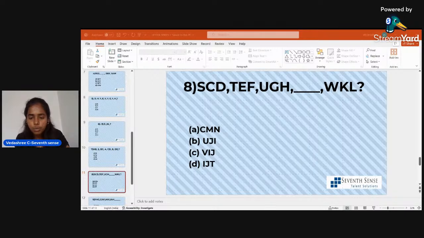Okay, S, T, U, V, W. A continuous series of alphabets. Next letter, the second letter: skipping one letter, that is C. Skip the next letter D, then write E. Or else add one or add two.